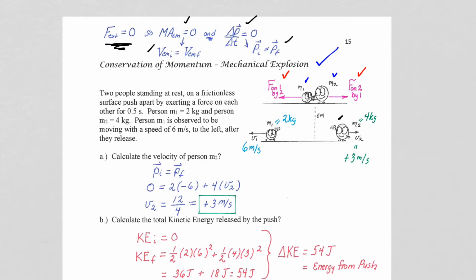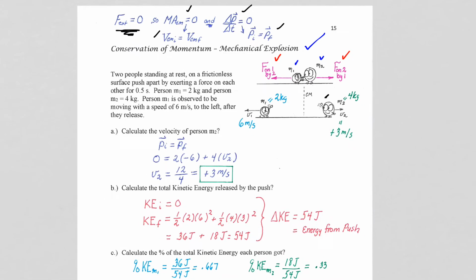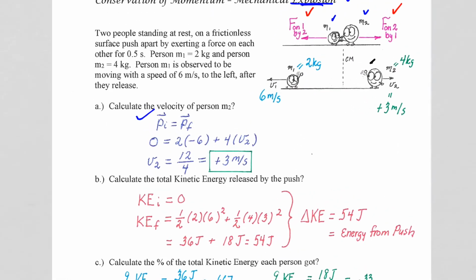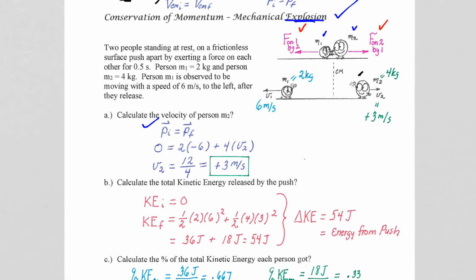Now, you don't have to go through that type of analysis every time you solve an explosion problem, but you need to know that for any explosion problem, you are immediately going to write down P initial equals P final and see where it gets you. So let's see where it gets us. We have the initial momentum of the system is 0 because they're both at rest.